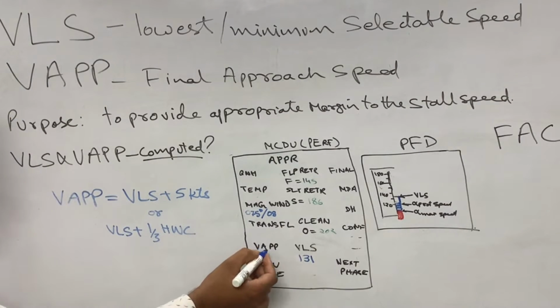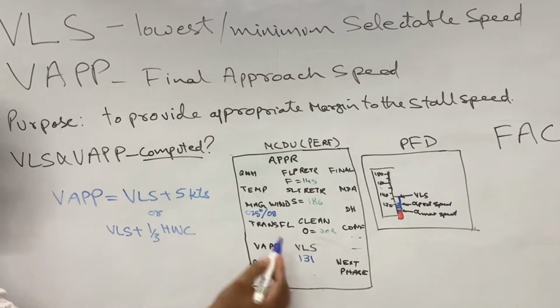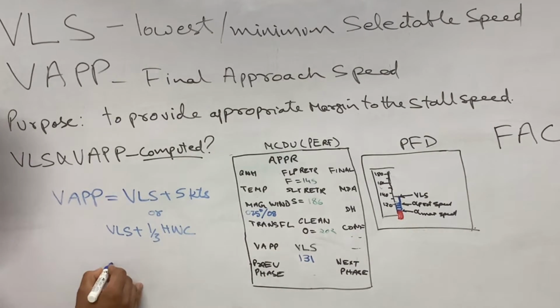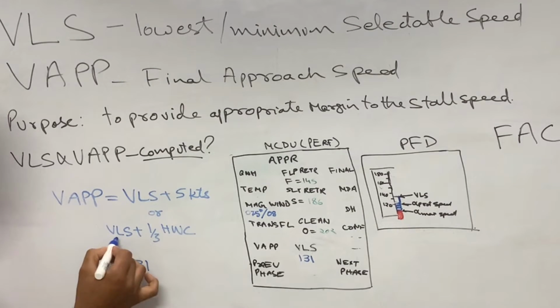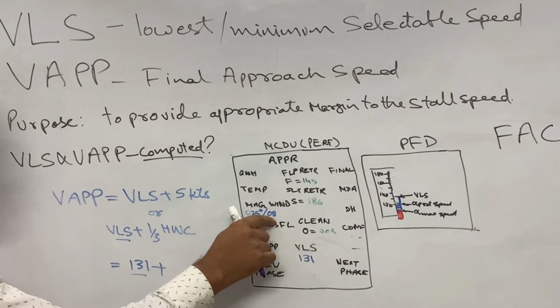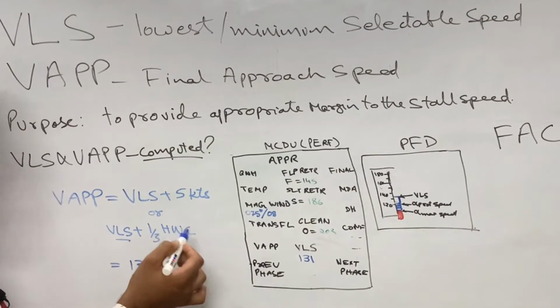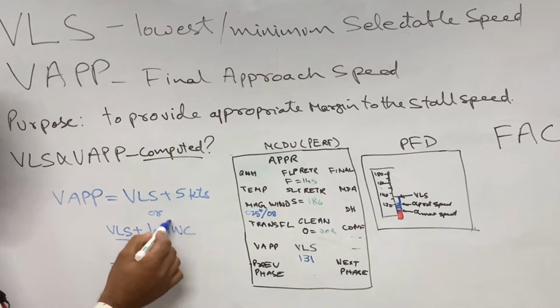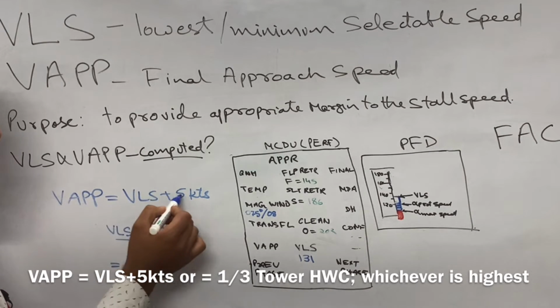For computation of approach speed, let us take 1/3 of headwind component. VLS, how much is it right now? It is 131 knots. So I am writing this 131 as your VLS, plus 1/3 of headwind component. So 1/3 of 8 knots, how much is it? It is 2 point something. If we consider 2 point something as 1/3 of the headwind component and add it, the value is coming smaller. Hence we prefer VLS plus 5 knots.